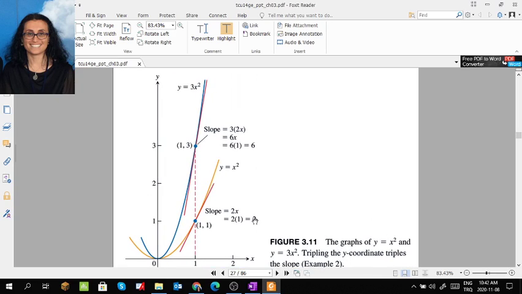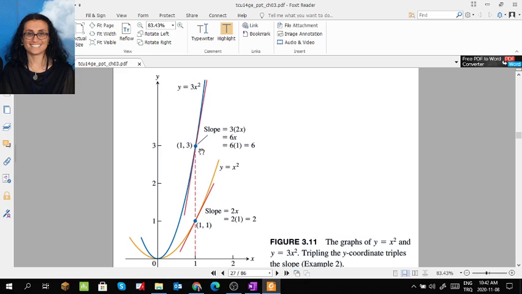So we are going to compare these two graphs and their tangent lines and slopes of the tangent lines. y is equal to x squared, for example. If you take the derivative of this, you are going to get 2x by applying the power rule. And if you apply this at 1, then you get the 2. So the slope at 1 for y is equal to x squared is just 2.